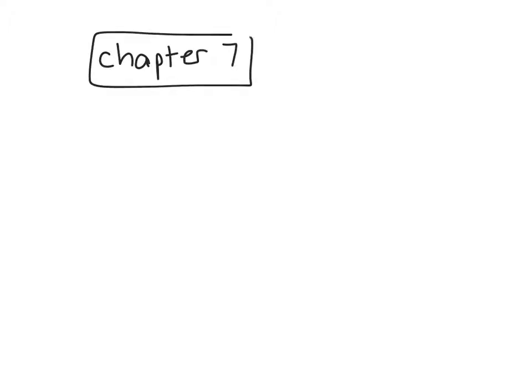So we're doing chapter 7 now. Chapter 7. And chapter 7 is all about two types of functions.